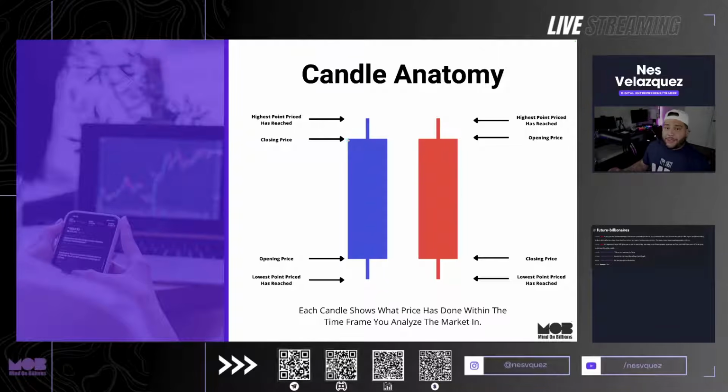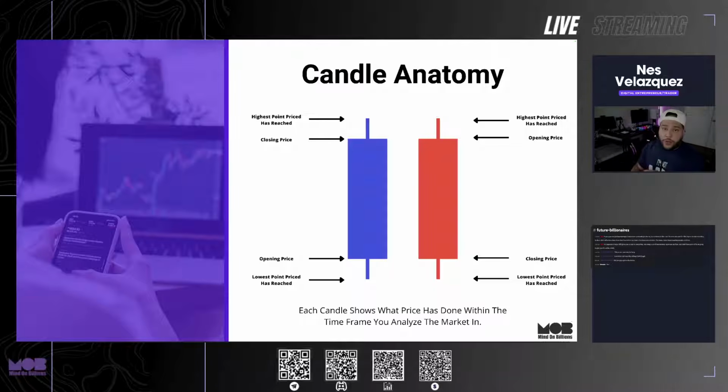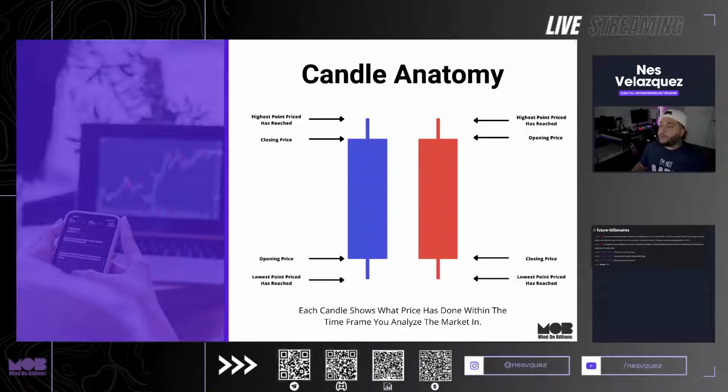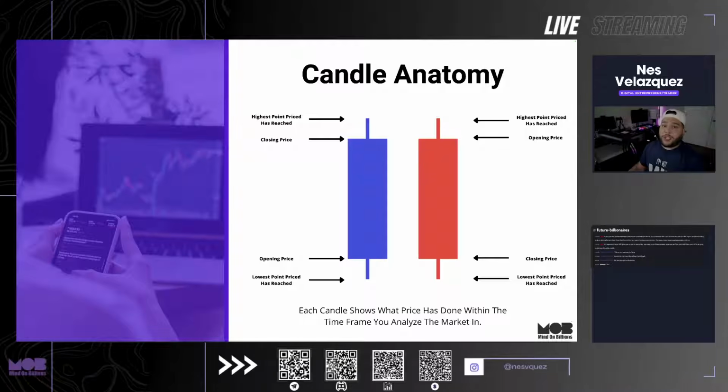Now, what happens between the 5 minutes, 10 minutes, 15 minutes, whatever candle chart you have it set to, because you can set it to 5 minutes, 15 minutes, 1 hour, 30 minutes, 4 hours, weekly, whatever. Each candle represents what the price has done in the intervals that you set the chart on. So if it's a 5-minute chart, each candle represents what price has done in those 5 minutes.